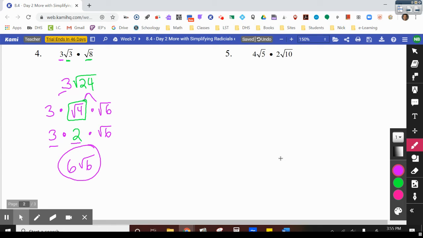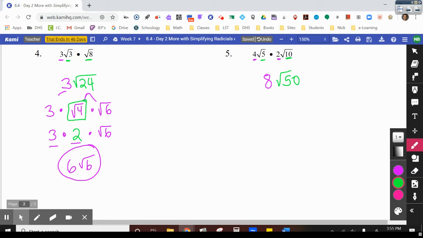All right, so number 5 says we have 4 rad 5 times 2 rad 10. Again, we have numbers this time, 2 numbers on the outside. I'm just going to multiply those together, because they're on the outside, they're just numbers. So 4 times 2 gives me 8. And I also have numbers inside my radicals, so rad 5 times rad 10 is going to be rad 50. Outside with outside, inside with inside.